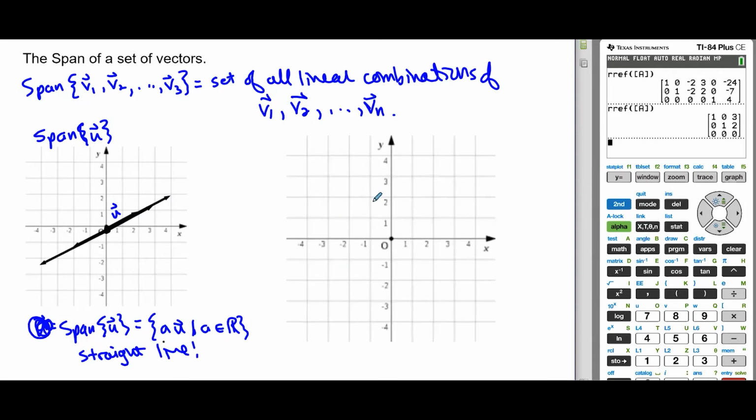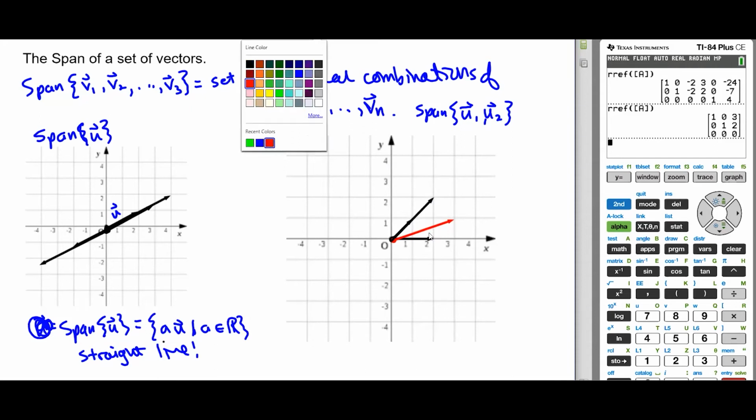So let's see what happens when we span two vectors. So let's say we're going to span u1 and u2. Let's say that u1 is here and u2 is there. And I'll pick a different color for the spans. So if I just add these two, I'm going to get this vector. What if I multiplied the first vector by 2 and left the second vector the same and added those? So this would be 2u1 plus u2. That vector would look different.